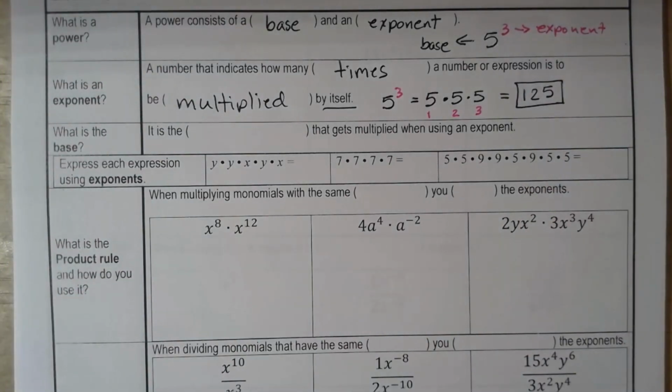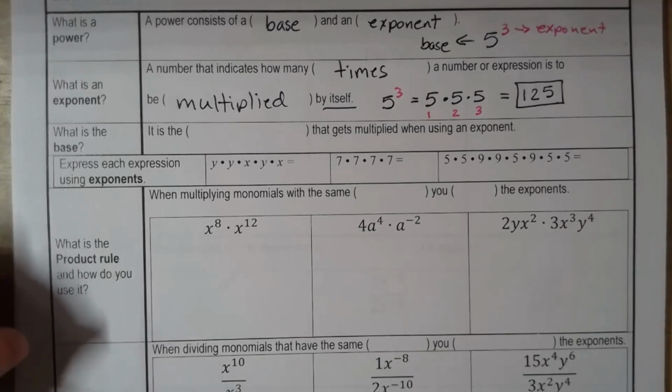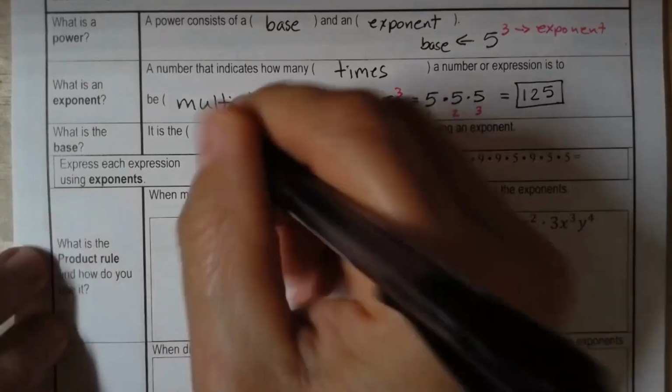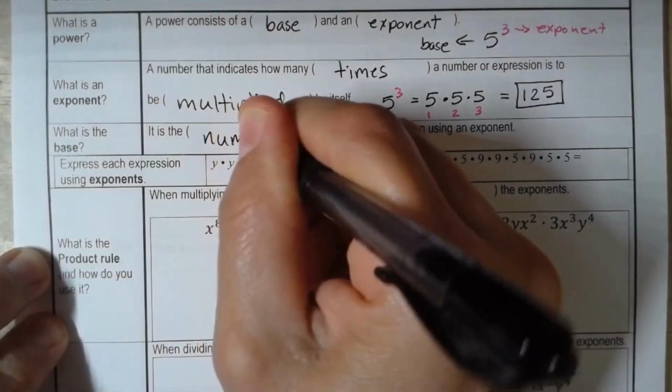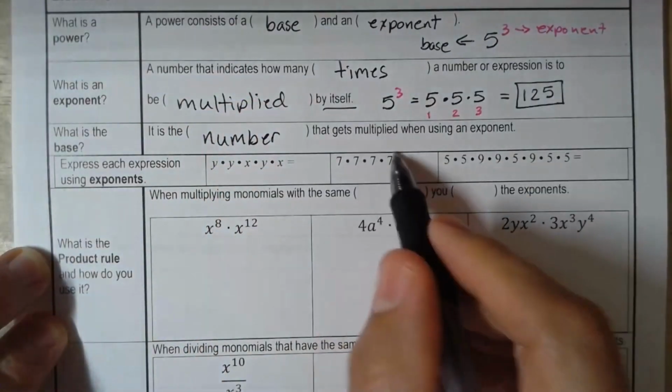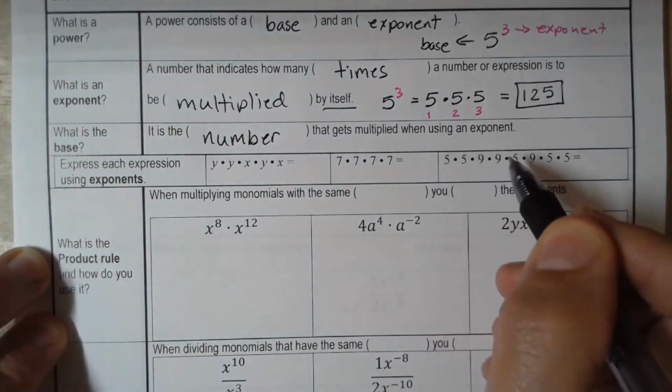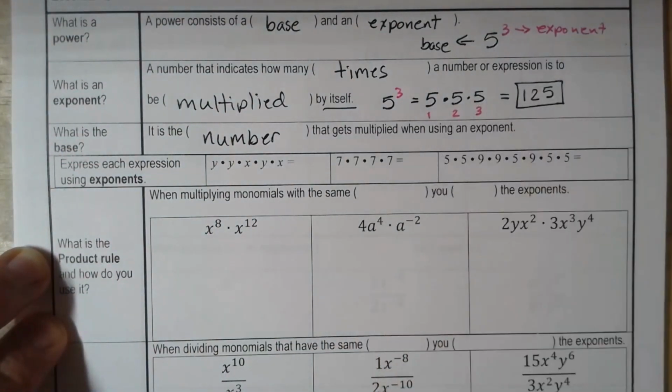Now the last thing I want to touch base on is that term that you've already heard me use, and it's base. So what is the base? Our formal definition is, it is the number that gets multiplied when using an exponent. So it was that 5 that we had.